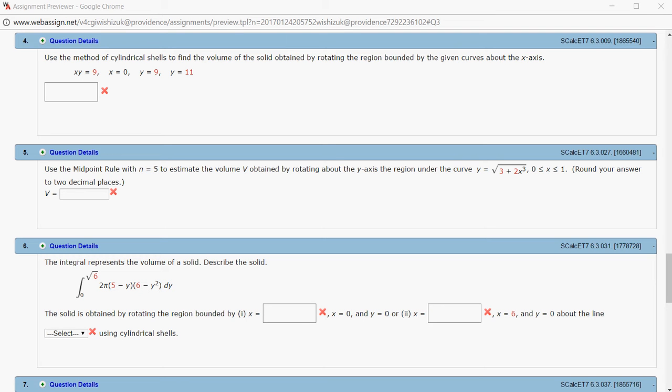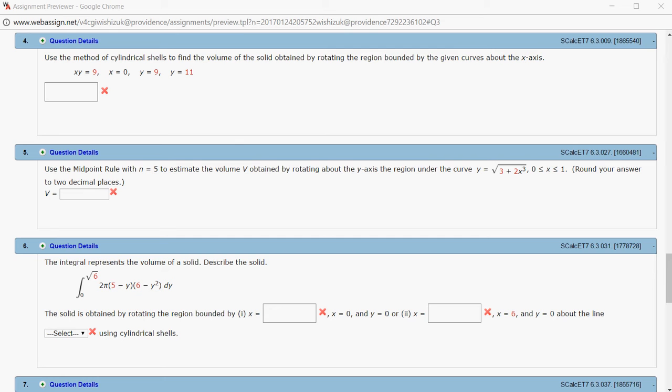All right, let's look at homework 6.3, problem number 4. We want to use the shell method again to find the volume of the solid of revolution. Its region is bounded by xy equals 9, x equals 0, which is the y-axis, and two horizontal lines, y equals 9 and y equals 11.